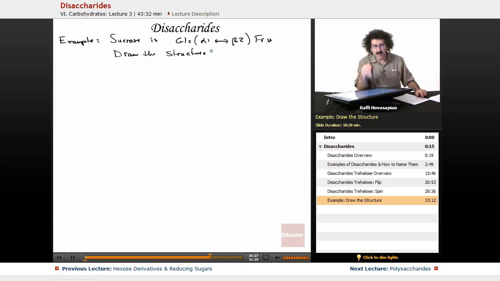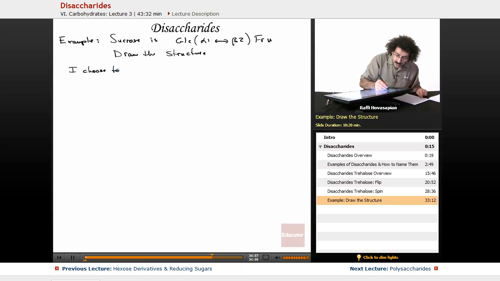Okay. In this particular case, I'm joining the anomeric carbon of both. So again, I'm going to have to bring the carbons in close proximity. So I'm going to have to flip or spin the second monosaccharide. I'm going to choose the flip version. So I choose to flip the second monosaccharide.